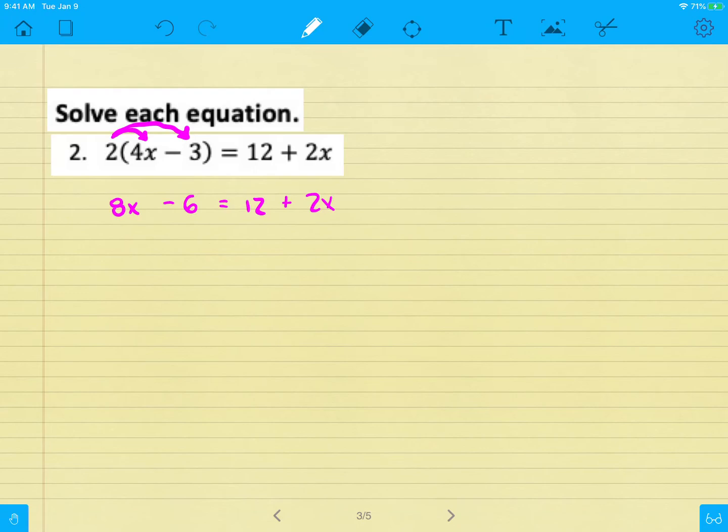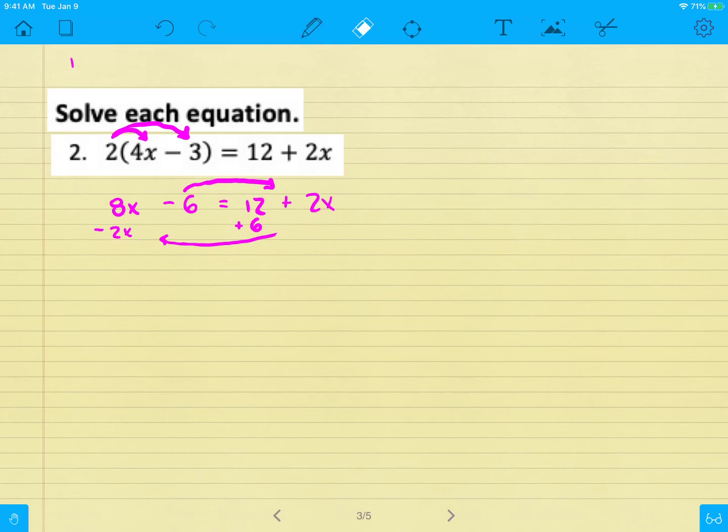I'm going to move the x's over, so I'm going to bring this x across. When I do that, I'm going to subtract the 2x over because I want to get rid of it. Then I'm going to bring this 6 across, and I'm going to add the 6 over because that's the opposite. I'm always doing opposites to both sides of the equation. That way, the items drop out.